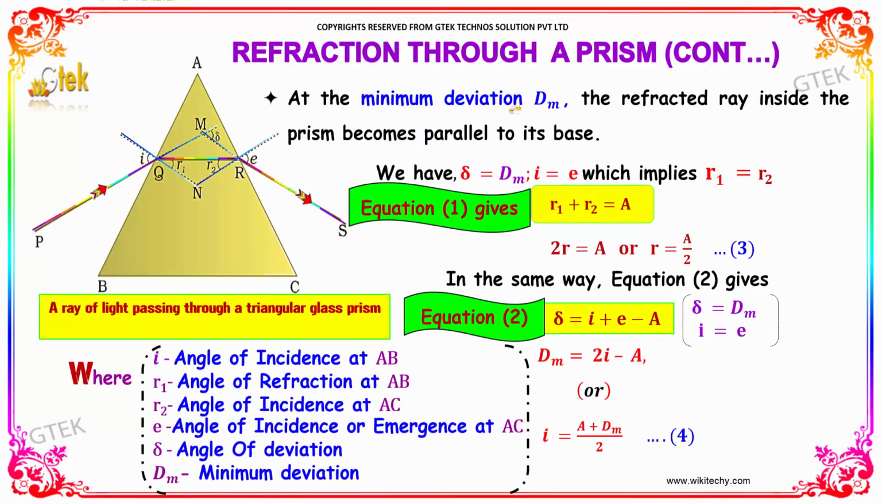At the minimum deviation dm, the refracted ray inside the prism becomes parallel to its base. We have delta is equal to dm, I is equal to E, which implies R1 is equal to R2. So R1 equal to R2, and R1 plus R2 is equal to A, which indicates that 2R is equal to A and R is equal to A by 2.